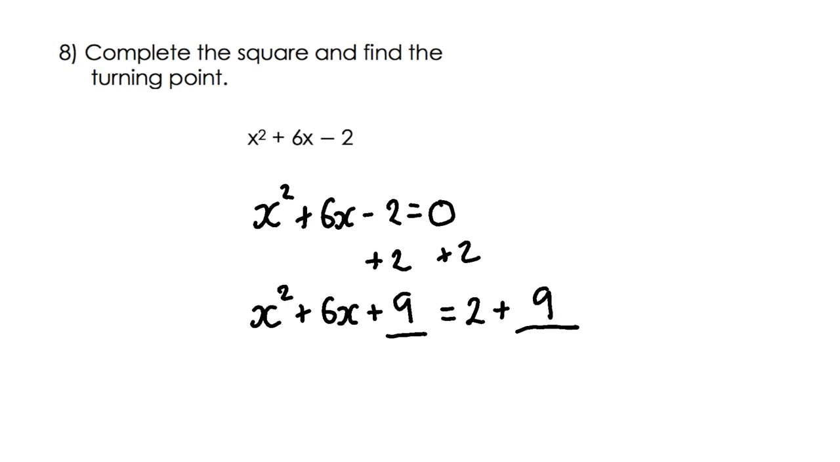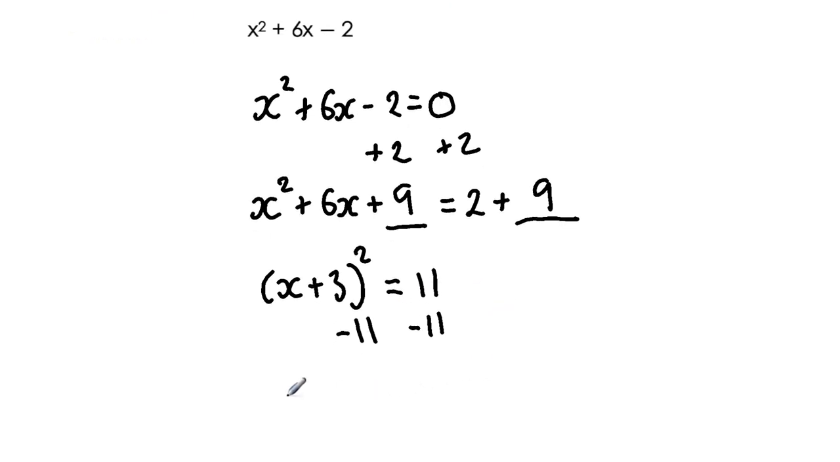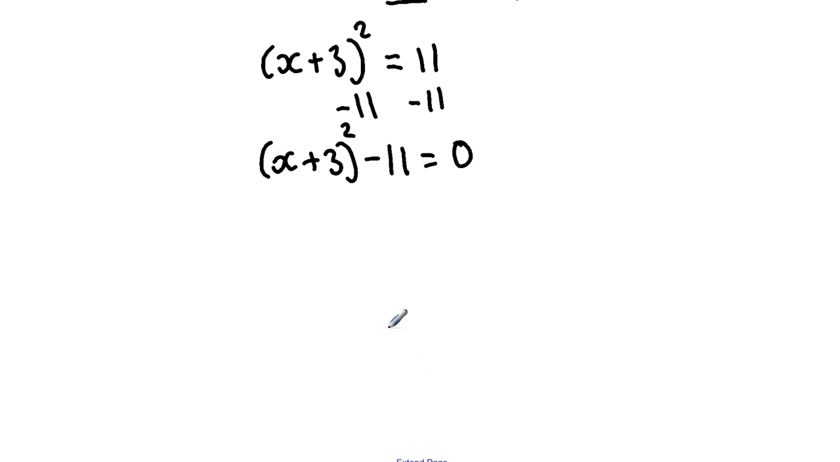X squared plus 6x plus 9 forms a perfect square and therefore can be rewritten as open brackets x plus 3 close brackets raised to the power of 2, which is equal to 11. I'm then going to subtract 11 from both sides so I can equate the equation to 0. So minus 11 goes over here. 11 minus 11 equals 0, cancels out. Minus 11 over here. So what we should have now is open brackets x plus 3 close brackets raised to the power of 2 minus 11 equals 0. Therefore, our turning point is minus 3 and minus 11.